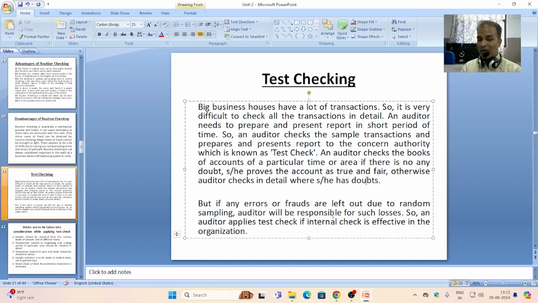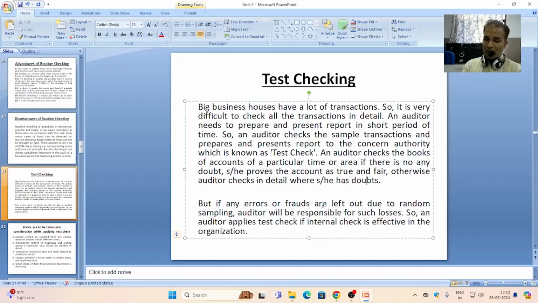So an auditor applies test check if internal check is effective in the organization. Means test checking is good because a large number of data is there, but the auditor has to ensure that he will use the test checking technique only in those business organizations which have internal check and internal audit in their internal control system. Because if an internal control system exists in a business organization, then the external auditor finds some relaxation from the deep and detailed check.